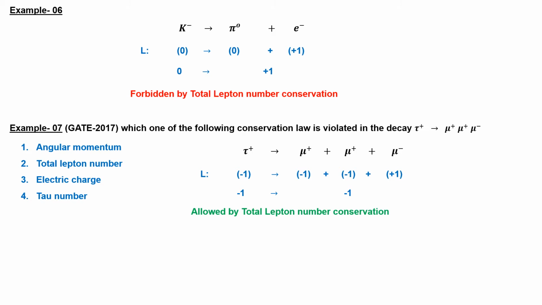Talk about tau number. In this reaction, tau plus is the only member of the tau family. Since muon is not a member of the tau family, its tau number will be 0. As we can see, tau number is not conserved in this decay reaction.